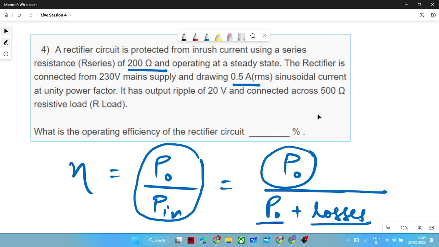Use of capacitor will... Sanjay, you are saying something? Yeah, the output ripple that we are having is 20 volts. 230 volt is the mains. So if we had omitted the inrush current resistor, then we could have got 315 at the output, right?